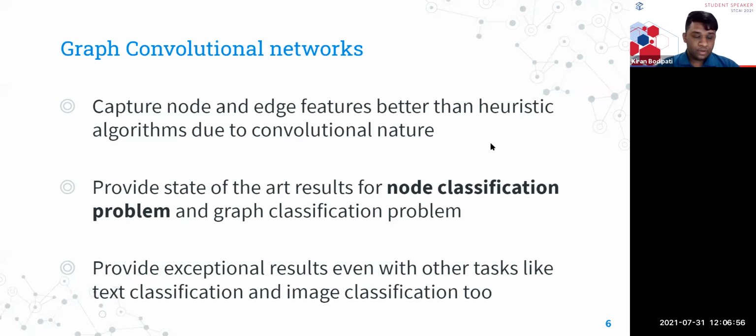All right. So to tackle this drawback, graph convolutional networks have been created. They help in better capturing of the node features and the edge features due to the convolutional nature of the networks, and provide state-of-the-art results for the node classification problem as well as the graph classification problem. Although for our study, we focus only on the node classification problem, it is very interesting to note that graph convolutional networks indeed provide state-of-the-art results for tasks such as text classification and image classification too. These are tasks that traditionally use CNNs and RNNs for its performance, and yet you have graph networks that actually perform well on them.